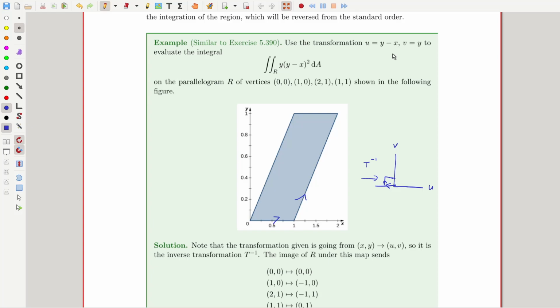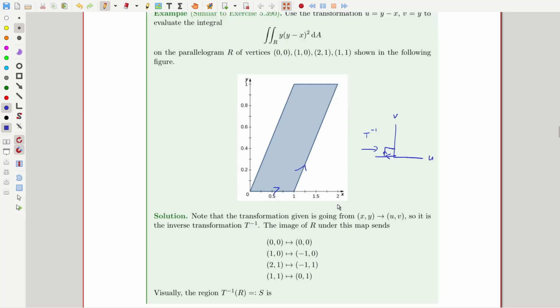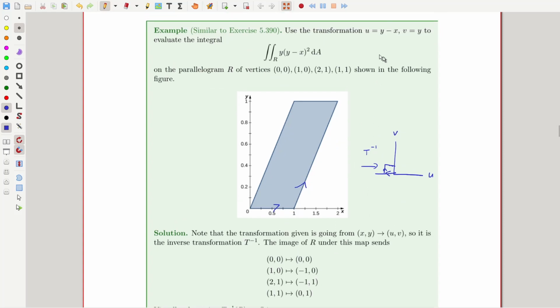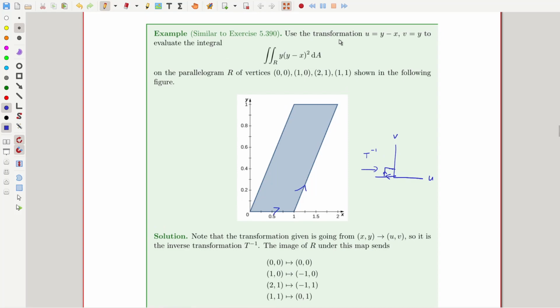So make sure that you don't just skip over this and copy what I've done. Make sure you understand how I'm doing this. In this example, we're given this transformation, and I'm telling you that this is the integral we want to compute. The region that we're transforming is this parallelogram with specified vertices.